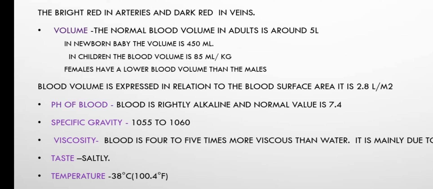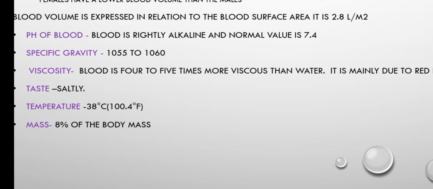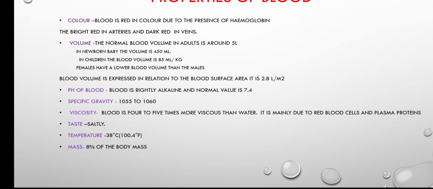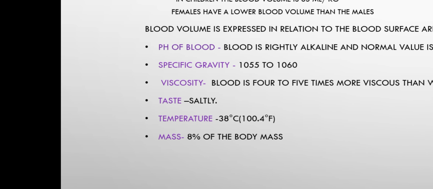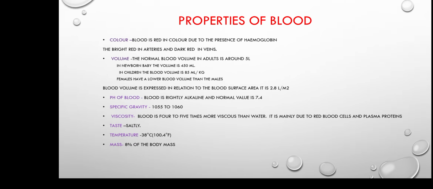The pH of blood: blood is slightly alkaline and its normal value is 7.4. Specific gravity is 1055 to 1060. The viscosity of blood is 4 to 5 times that of water because it contains red blood cells and plasma proteins. The taste of blood is salty. The temperature is 38 degrees centigrade, and the mass of the blood is 8% of the body mass.